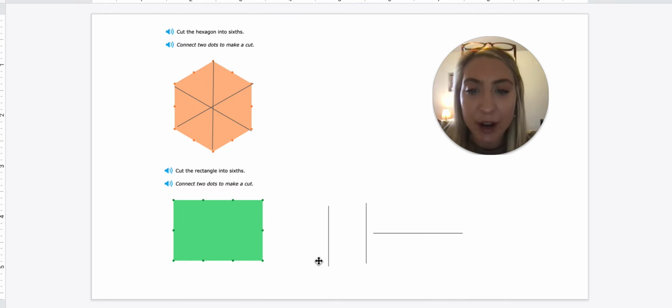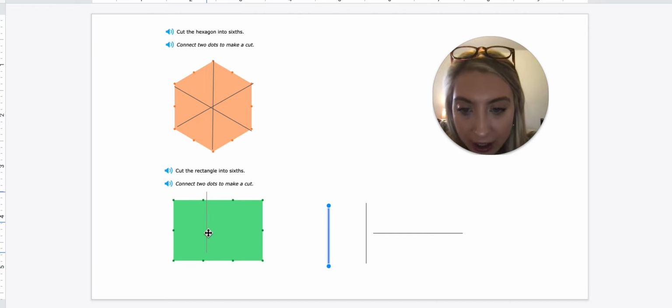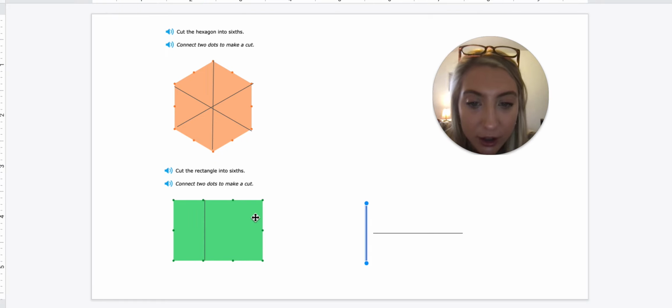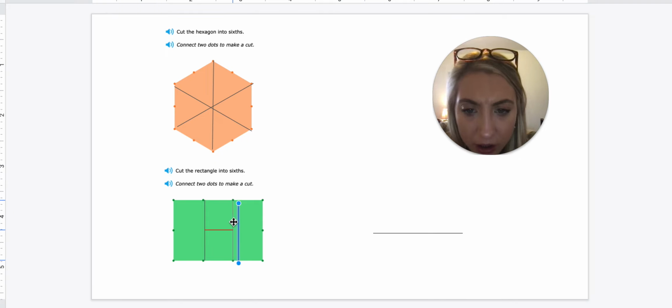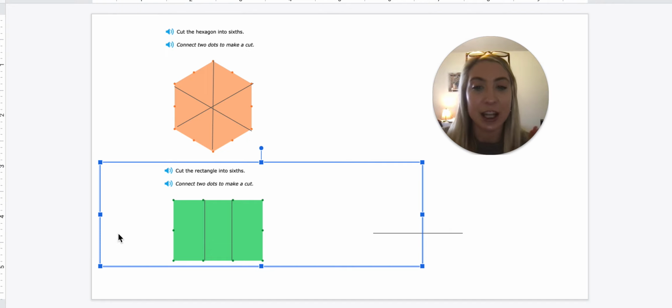So now I'm cutting a rectangle into 6. Again, 6 equal parts. I'm going to start by going here. 1, 2. So now it's cut into thirds. I don't know why these lines are difficult, but now it's cut perfectly into thirds, but I want to double that because I'm not working with thirds, I'm working with 6.